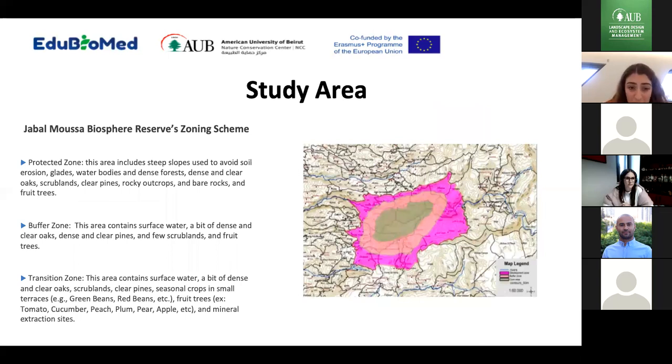If we look at the zoning scheme of the Biosphere Reserve, we can see that the protected area includes a lot of water bodies, dense forests, oaks, scrublands, pines, rocky outcrops and rocks, as well as some fruit trees. In the buffer zone, as well as the core area, there are a lot of water bodies, dense and clear oaks, pines, scrublands, and fruit trees. The transition zone contains all of these. On top of that, there are certain areas where we can see people extracting minerals.